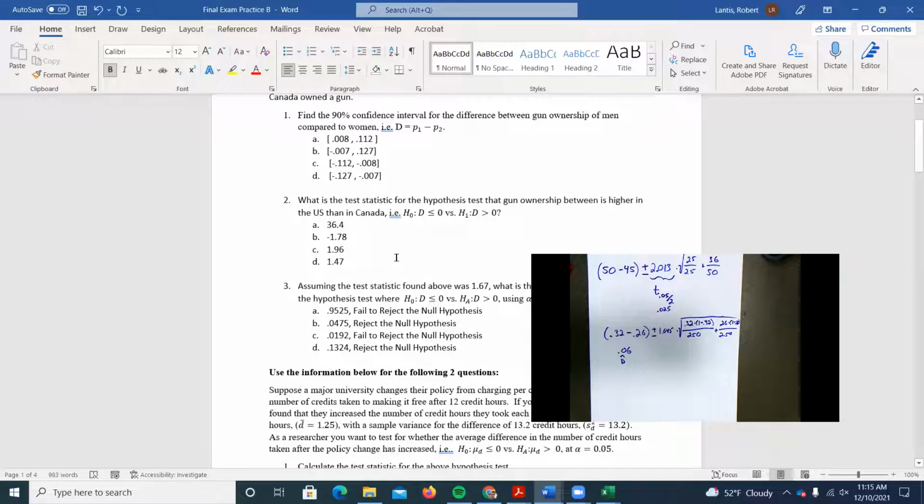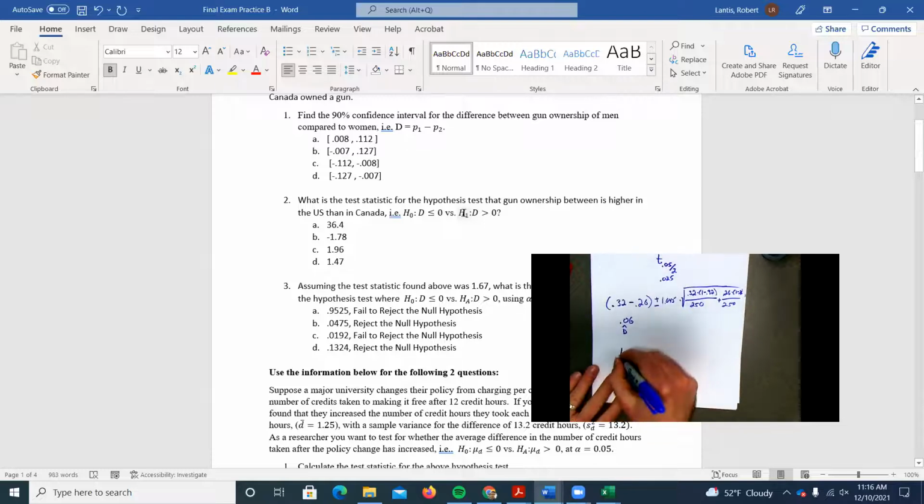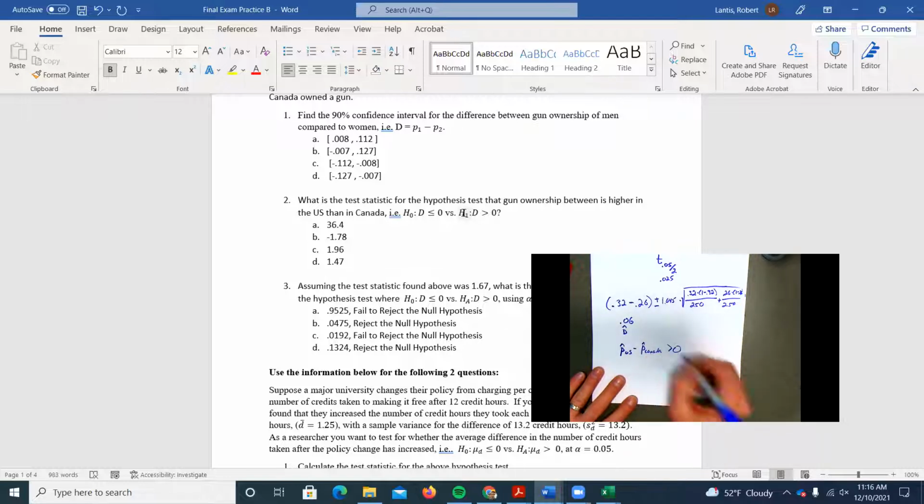Okay. Now, what if I wanted to do the hypothesis test with this, and I wanted to come up with a test statistic? So I give you the hypothesis test here, which let's try to interpret. What I'm trying to test for is that difference is greater than 0. The way we set this up, we took US minus Canada. So if I'm wanting to test whether that difference is greater than 0, what I'm really trying to test for is whether or not the US has a higher proportion of gun ownership than Canada. Right? But that was given to me. The hypothesis test was given to me in this problem.